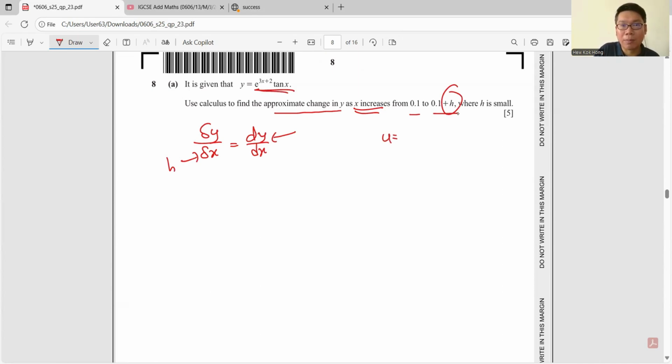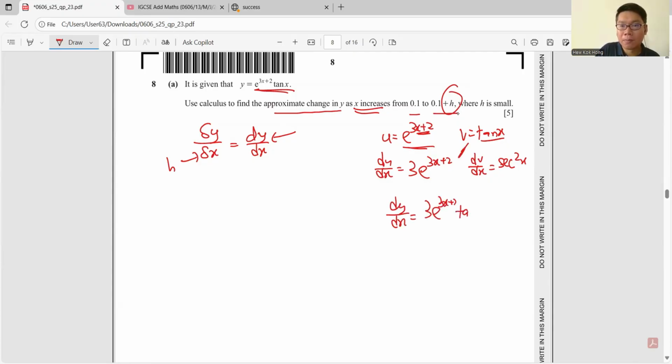And this obviously is a product rule. E, we copy the whole thing. Then we differentiate the baby. It's 3, we put in front. Differentiate tan will become secant square. So my dy dx is this times this plus this times this.